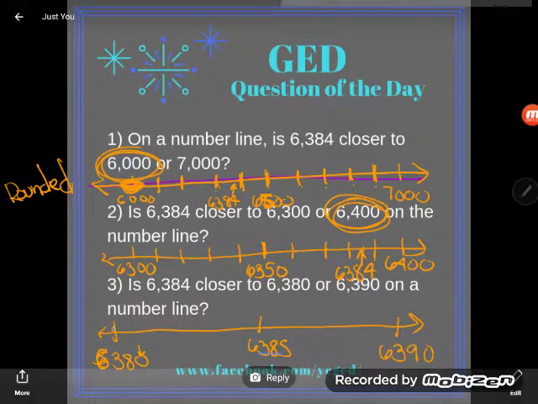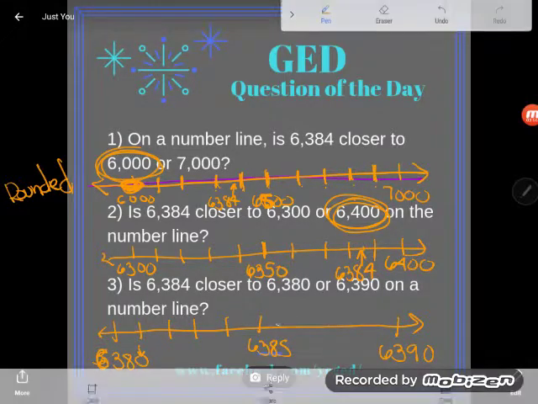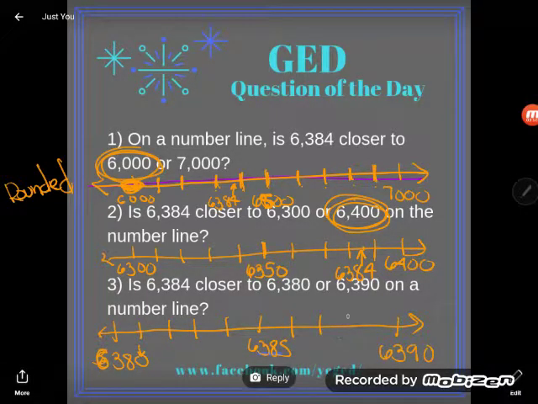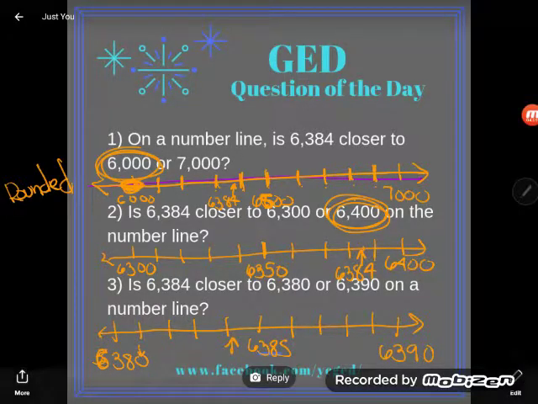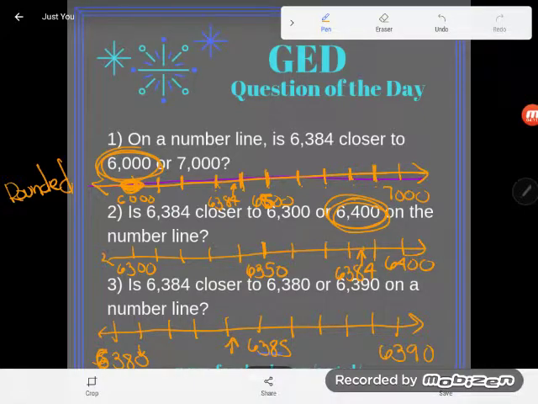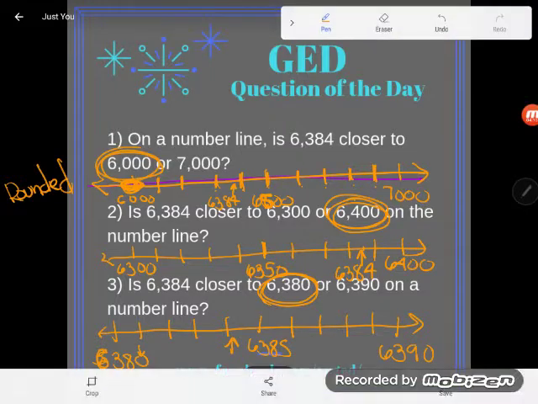6,385. So we'd have 6,381, 82, 83, 84. And then after 85, we'd have 86, 87, 88, 89, and of course 90. So is 6,384 closer? Well, it's just before the 85. It's just before. It's right there. And so I'm closer to 6,380 on the number line. So this would round down to 6,380.